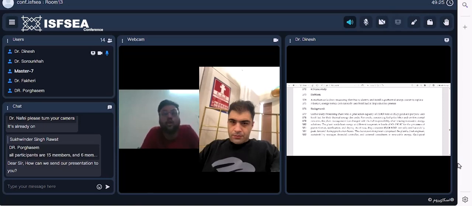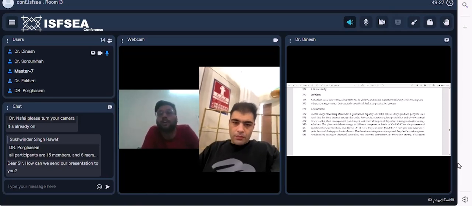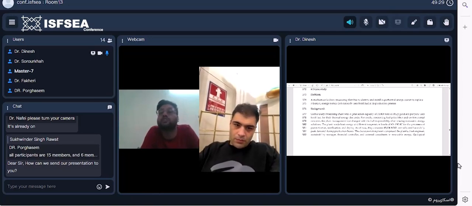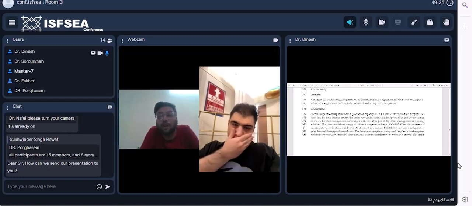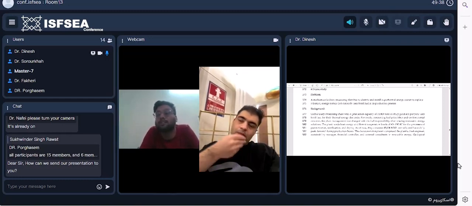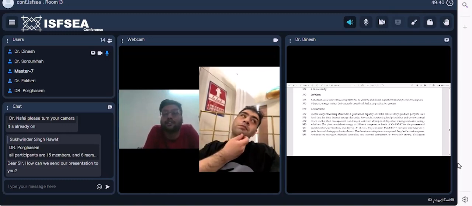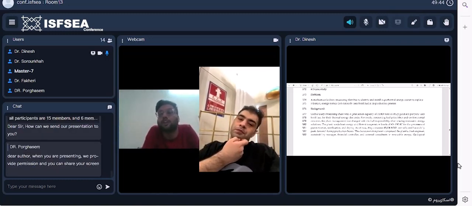As background, a global dairy processing plant with a production capacity of 50,000 tons of dairy products per year uses fossil fuel for thermal energy demands, but given the fuel price hike and environmental concern, plant management was charged with the full responsibility of embracing a renewable energy solution. The plant needs energy at different levels of 60 to 180 degrees in the processes.